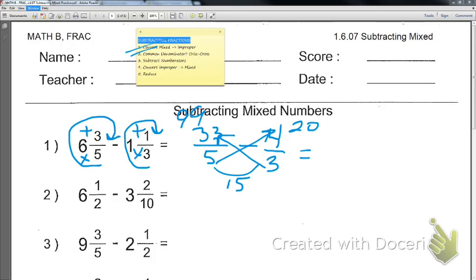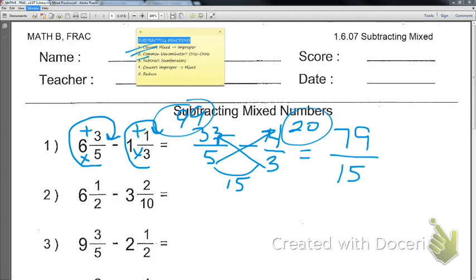Subtract your numerators. You have 99 minus 20, which is 79, all over the 15. The denominator of the fraction stays the same. Alright, we're ready for step 4. Convert the improper fraction to a mixed number.